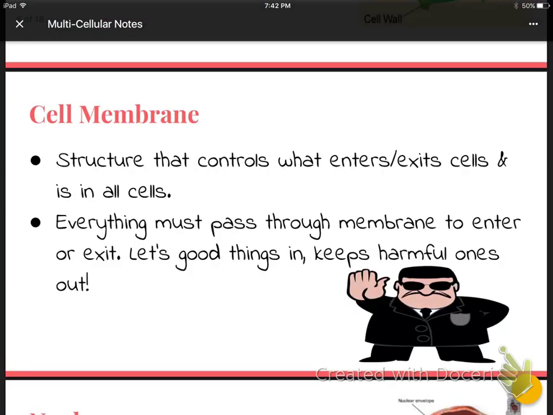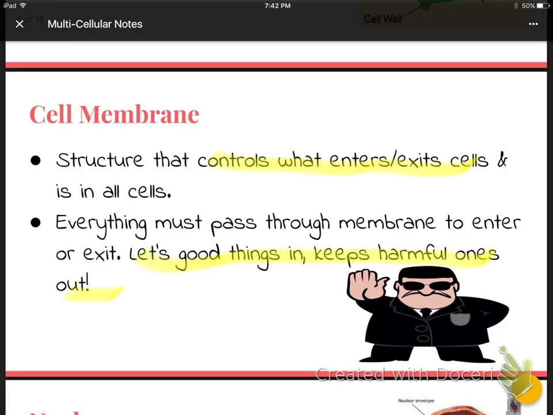The next one is the cell membrane, which plant and animal cells have. The cell membrane's role is to control what enters and exits the cell. Alright, so whatever the cell needs, it lets in, and the stuff that it does not need, it does not let in. If something needs to be let out of the cell, like waste or something like that, it has to go through the cell membrane to get in or get out. So it pretty much lets the good things in and keeps the harmful things out.